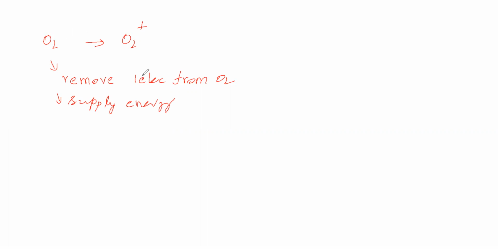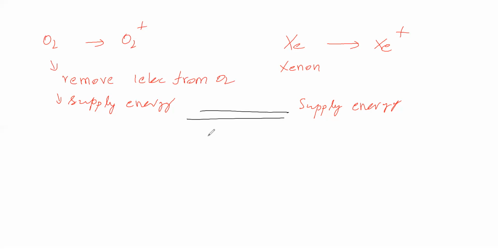Then suddenly he got an idea of xenon. From xenon, he removed one electron and got Xe+. To remove one electron, we must supply energy. Here, the energy required to remove one electron from xenon and the energy required to remove one electron from O2 are equal. Experimentally they are equal.